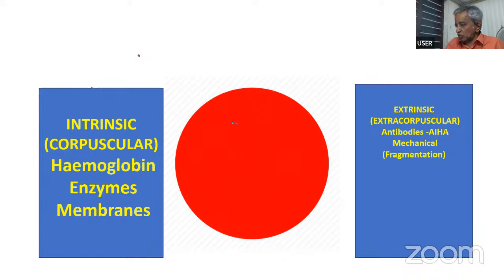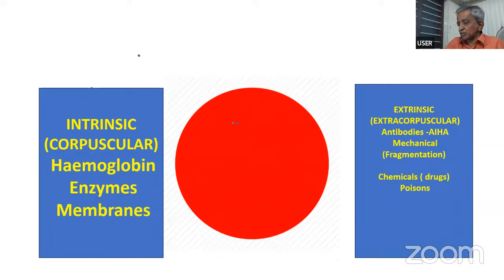Now, this is also called RBC go and strike, and therefore it will produce fragmentation. It's also called fragmentation hemolysis. Many chemicals, particularly copper sulfate, can produce direct damage to the RBC membrane, or it can damage the enzyme, therefore hemolysis will result. So I am talking about extrinsic, extracorpuscular factors.